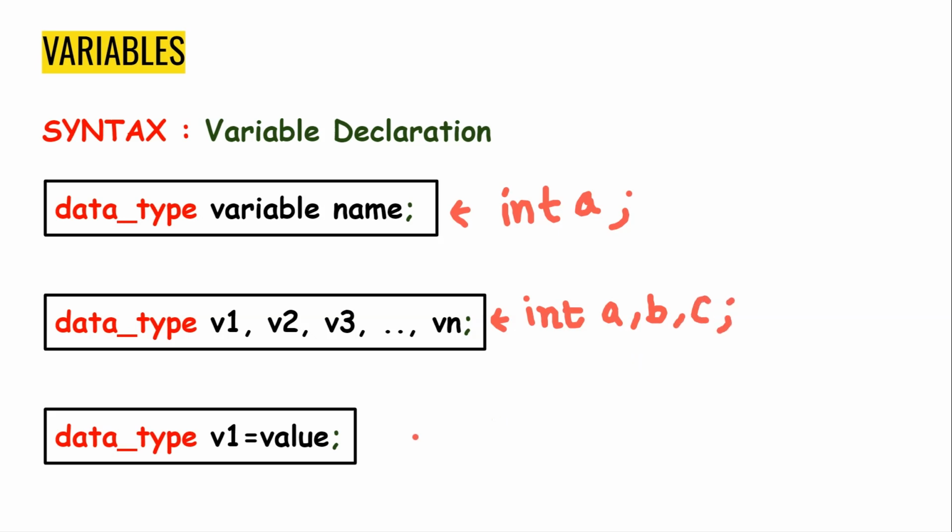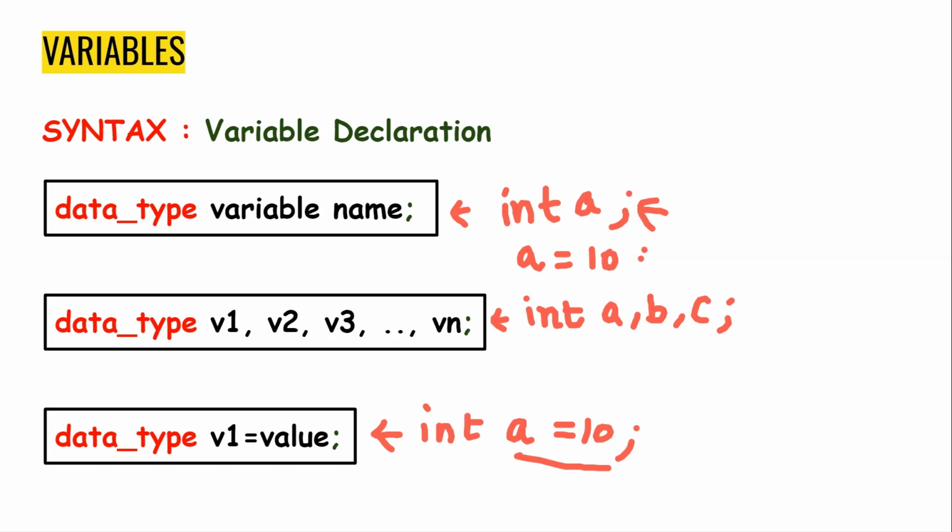The third method: data type, variable name equal to value. Here the value for the variable is also initialized along with the declaration. We call this initialization. The process of giving initial values to a variable is called initialization. The value can also be assigned to a variable after we declare it, by using the assignment operator. For example, in the first method we have given int a, so the value for a can be assigned as a is equal to 10.